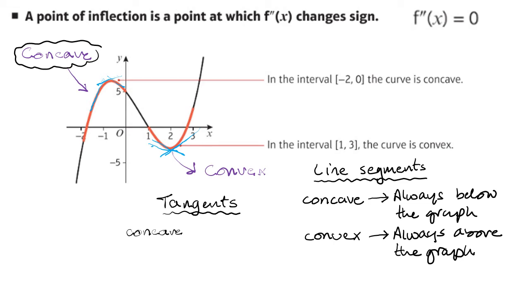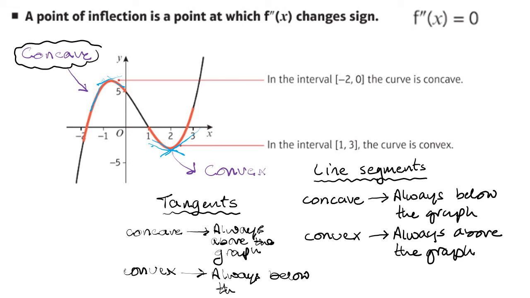Those tangents are always going to be above the graph, so the opposite to the line segments, and convex is going to be the opposite to the line segments again. The tangents are always below the graph, which means that when a graph isn't convex or concave, we're going to have an area where either these line segments change from being above the graph to below, or vice versa, and the same with the tangents.